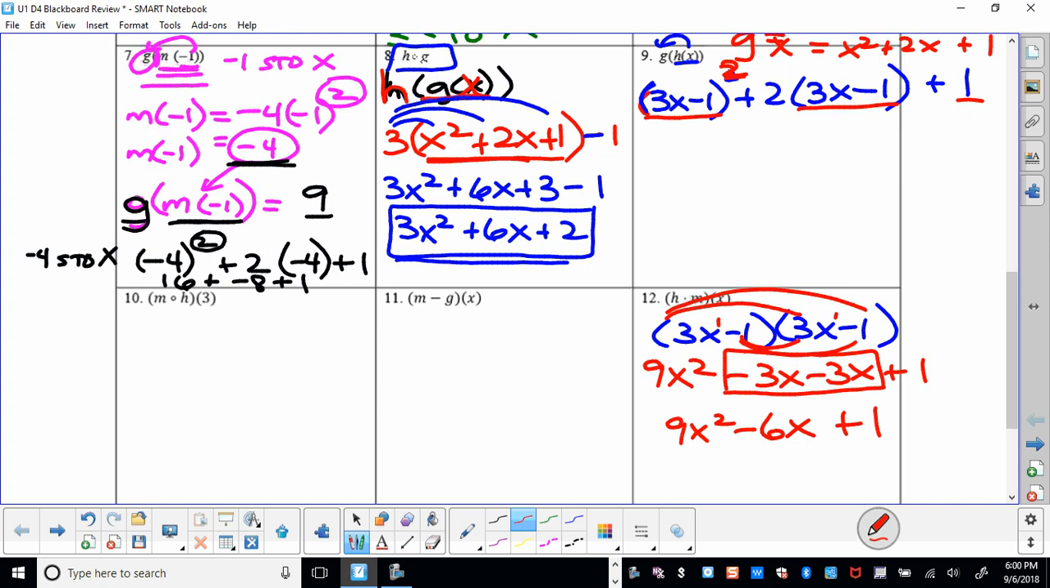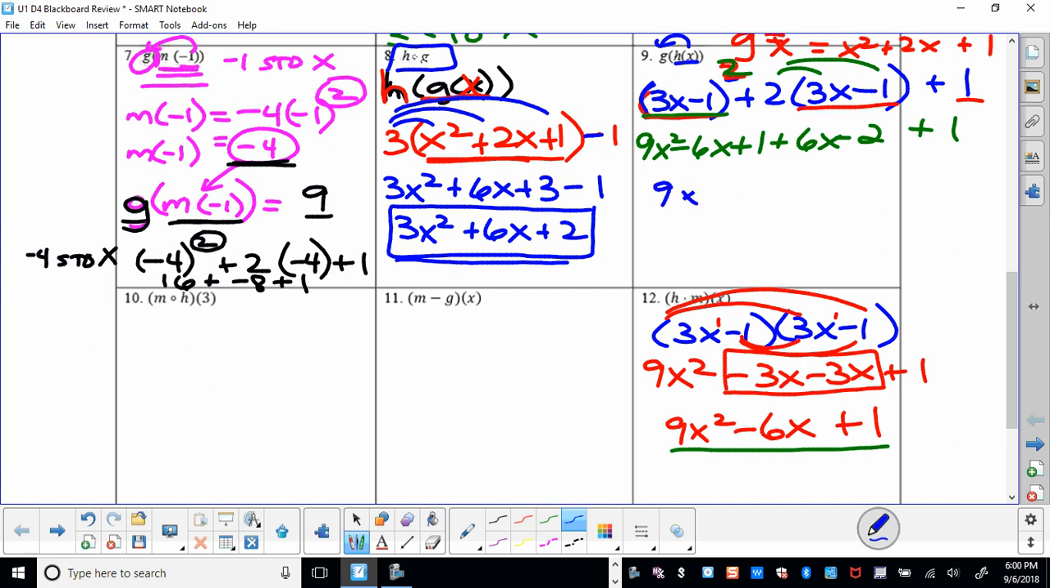All right, and that is this right here. I'm going to just substitute all of this in for that squared. Okay, so that would be 9x squared minus 6x plus 1. And then now I distribute this guy, so I get plus 6x minus 2, and then I bring down the plus 1. Okay, and then now I just combine my like terms. Well, 9x squared can't combine with anything, so that's just 9x squared. And then I've got negative 6 plus 6, so that goes away, that's 0.